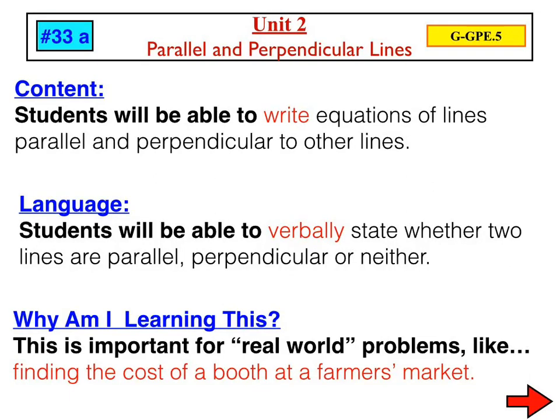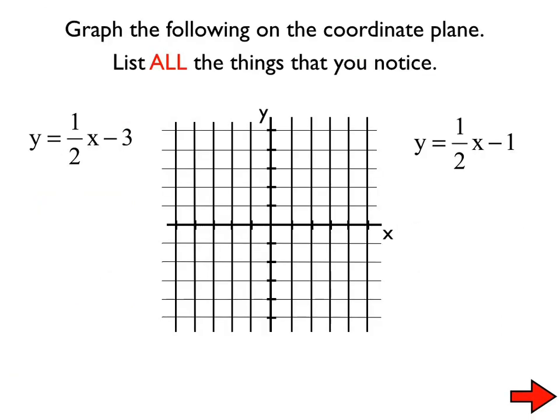All right, today, lesson 33A, parallel and perpendicular lines. This is officially the last new lesson for Unit 2. So after today, we start getting ready for the Unit 2 test. And I'm not really sure when that will be yet, but I will certainly let you know in the next day or two.